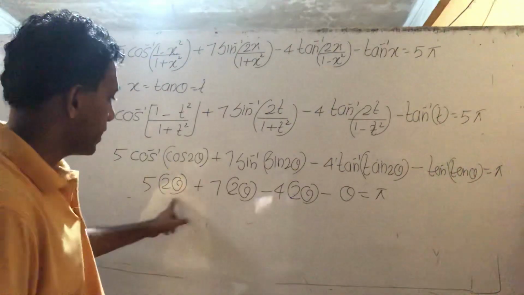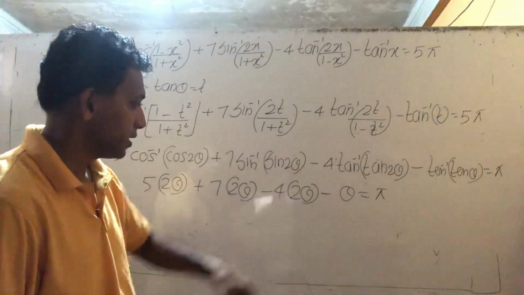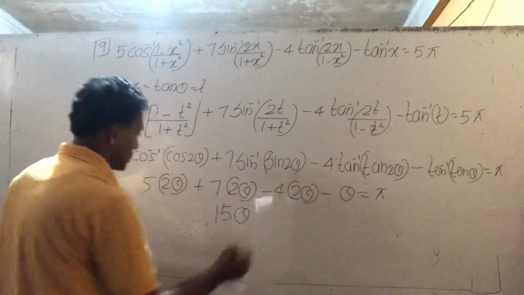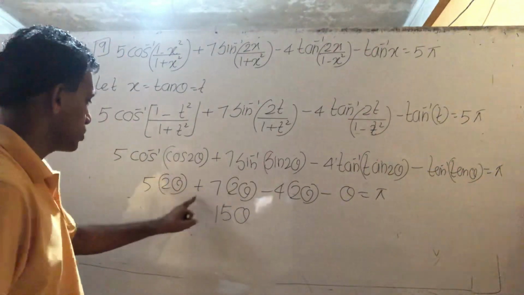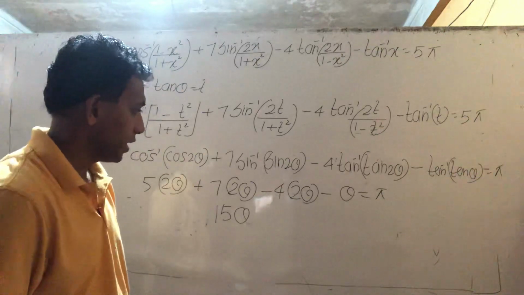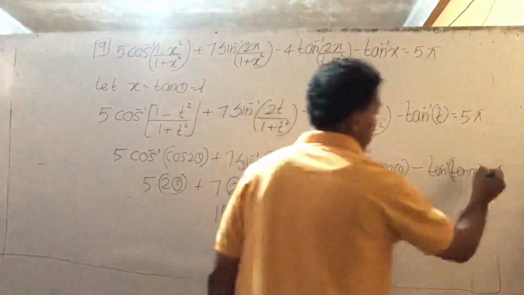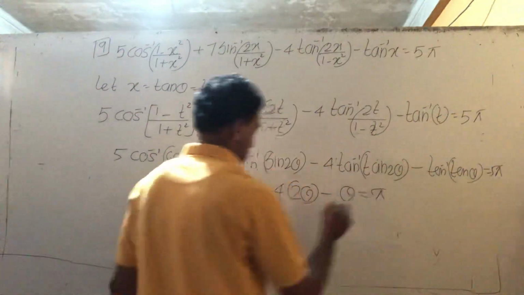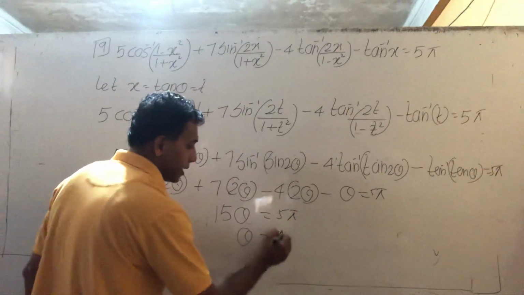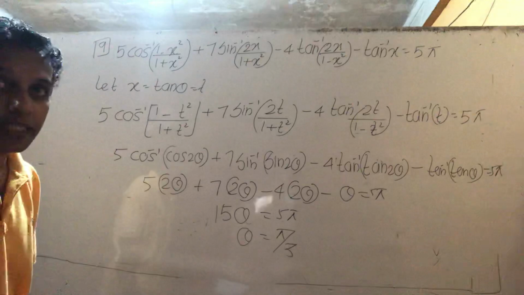How many? 10, 14, 24, 8, 9. So 15 theta. 10, 14, 24, 20, 14, so 8. Yes, 15 theta. 15 theta equal to 5 pi. Therefore, theta equal to pi by 3.